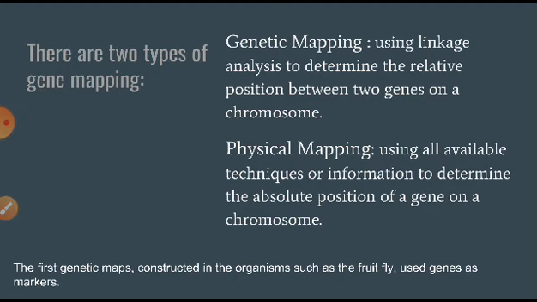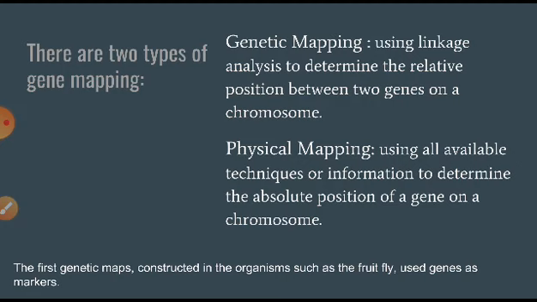So there are two types of gene mapping. Genetic mapping, using linkage analysis to determine the relative position between two genes on a chromosome. Already I explained this particular point. Physical mapping, using all available techniques or information to determine the absolute position of a gene on chromosomes. Here the word used is absolute. So what you need to know is the absolute position of the gene, right? You don't want to know that gene A is present this much away from gene B, but where gene A is present. That is what the physical map will give you. Physically you can locate that this is the particular gene.